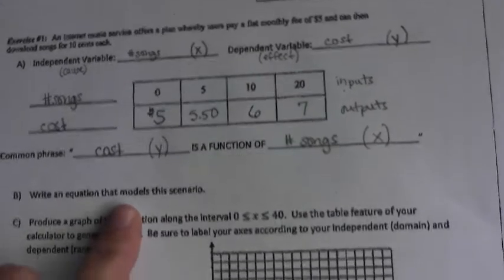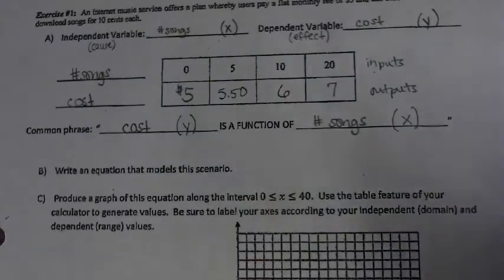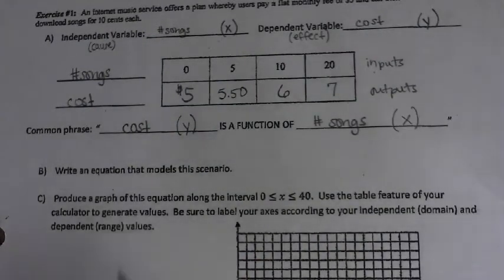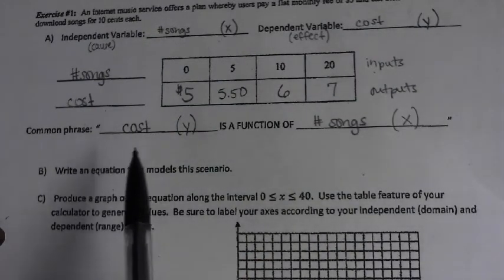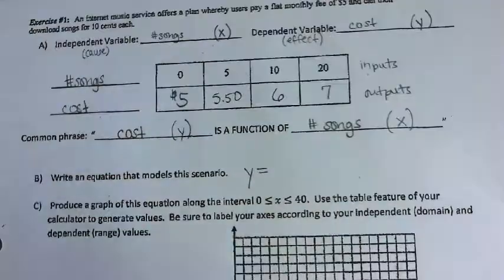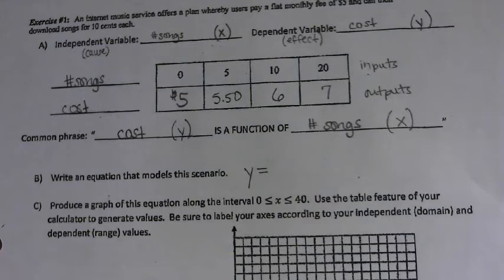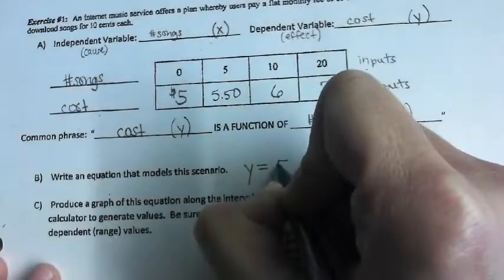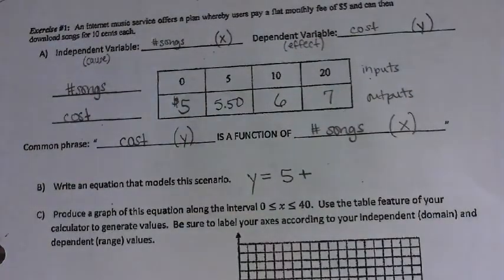All right, so writing an equation that models this scenario. So the cost, your y coordinate, typically, or a lot of times, not always, but a lot of times can be all by itself. So your cost equals, and it's computed by taking your $5 flat fee and adding on to that 10 cents per song. What would that look like?